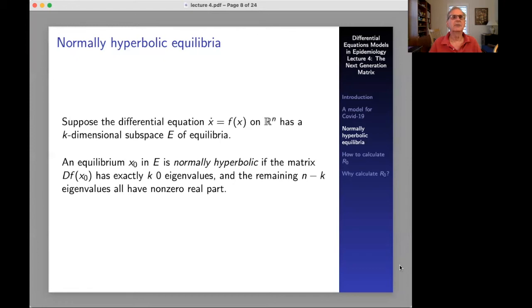Normally hyperbolic equilibria. Suppose the differential equation x dot equals f of x on Rn has a k-dimensional subspace E of equilibria, or more generally a k-dimensional manifold of equilibria, but we don't need to go there. An equilibrium x naught in that subspace is called normally hyperbolic if the matrix df of x naught has exactly k 0 eigenvalues. It always has at least k 0 eigenvalues. And the remaining n minus k eigenvalues all have non-zero real part, like in a hyperbolic matrix. The remaining eigenvalues, none of them are zero and none of them are pure imaginary.